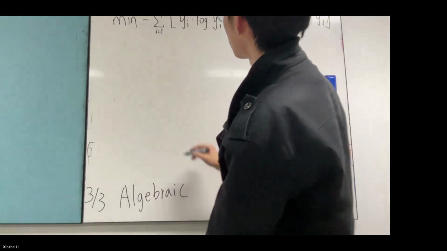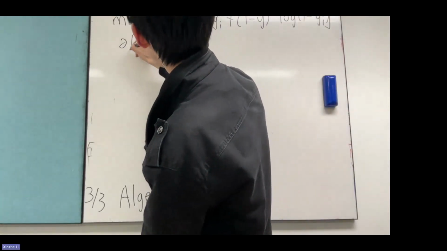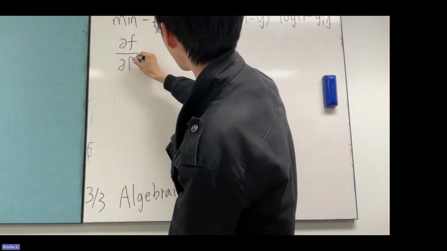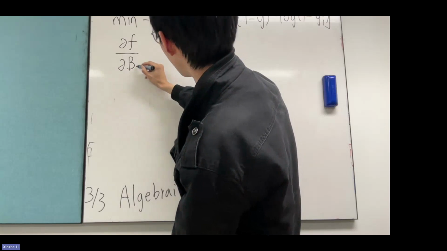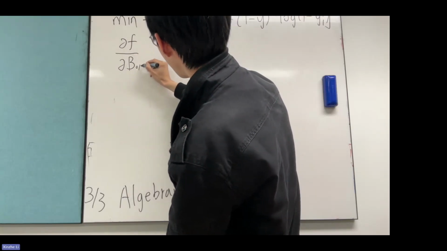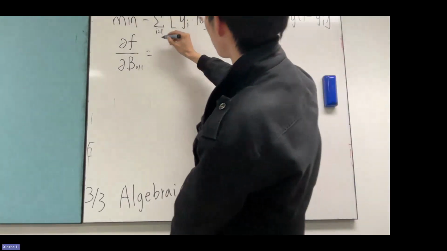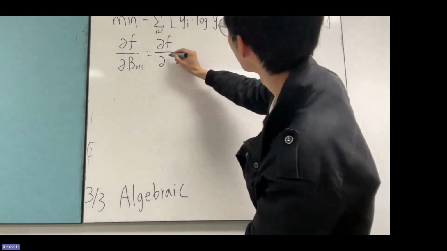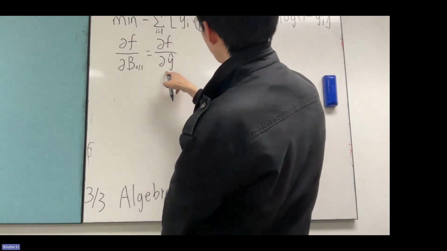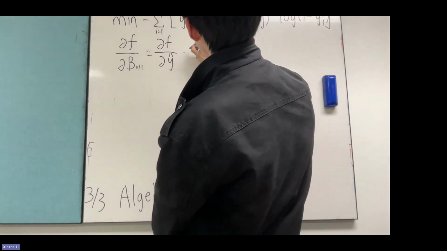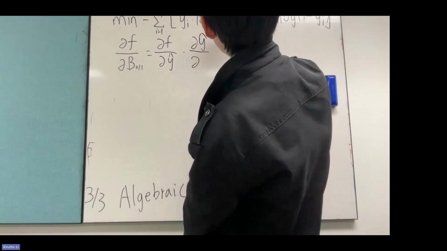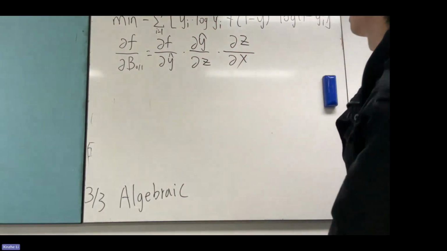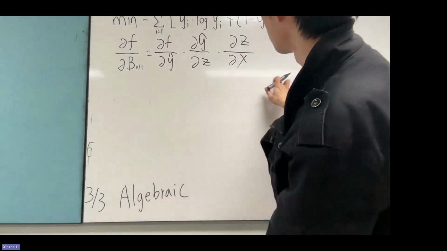Now let's resolve this. Derivative, right? Same thing. This is a function, let's call it function f. We want to get the derivative of this function with respect to beta 0 and beta 1. So we use the chain rule to make it simpler. It's equal to the derivative of f with regard to y hat, times y hat with regard to z, then z with regard to beta. Okay, that's the chain rule.